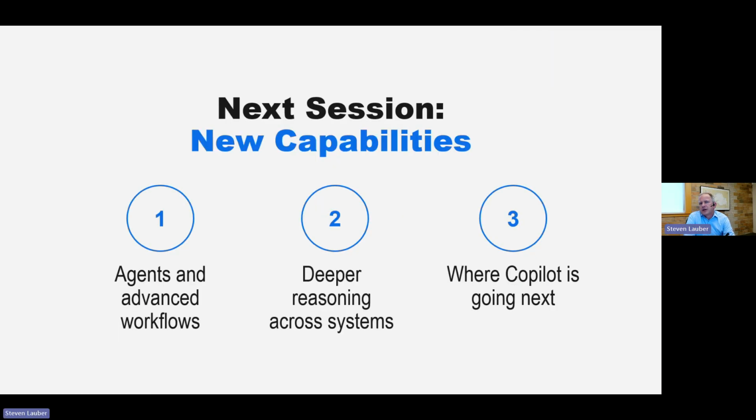So in our next session, we're going to build on this foundation and move into newer capabilities. That's going to include things like agents, more advanced workflows, some deeper reasoning across systems, and where Copilot is going next. But that conversation makes a lot more sense after today, because today gives us the practical baseline.